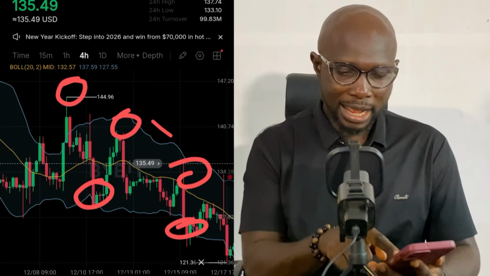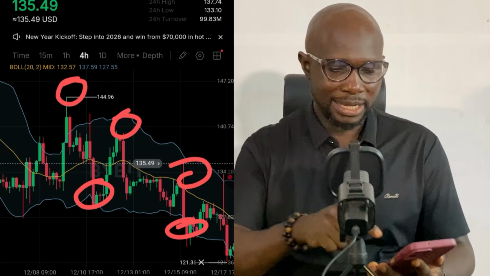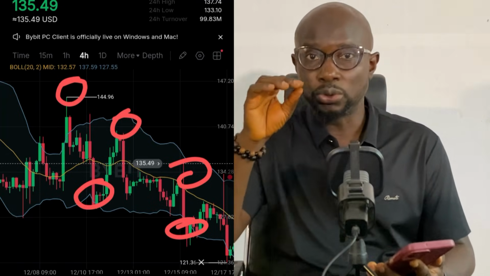So these lower highs are going downward and these lower lows are also going downwards. That is called a downtrend, meaning price is falling down over time. So you should only look for sell setups or short setups.